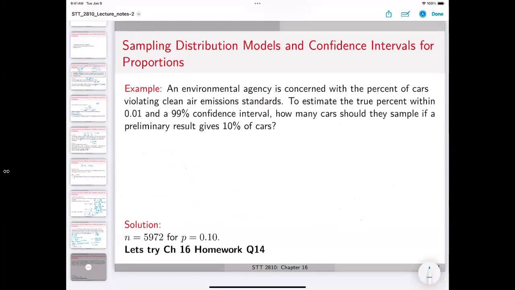So let's do this one here. So same thing. I won't spend much time on this one, but you can see from here, same thing. Our margin of error is, what is the margin of error here? What is the margin of error? That is the margin of error. Is that okay? What is our p hat?